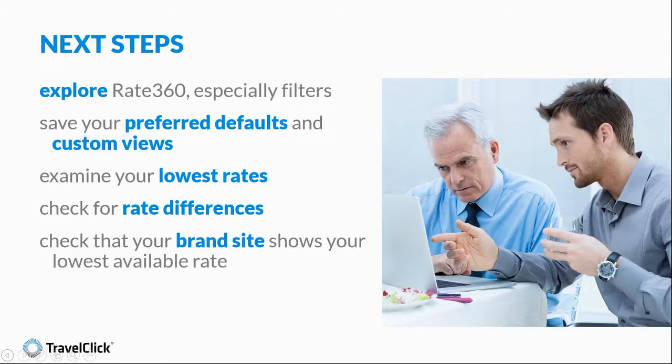Some recommended next steps. Spend some time exploring Rate360, particularly your filtering capabilities. Start saving your preferred defaults and views on each tab. Examine your lowest rate for each of the next 30 arrival dates. Are you priced wisely? Check for rate differences between your brand site and other booking sources, and check that your brand site shows your lowest available rate.